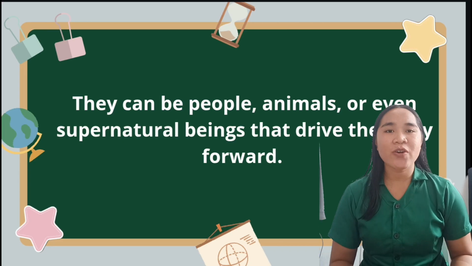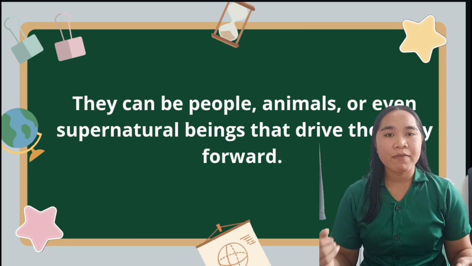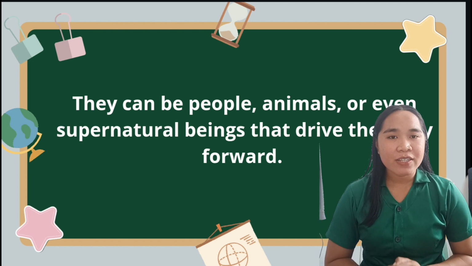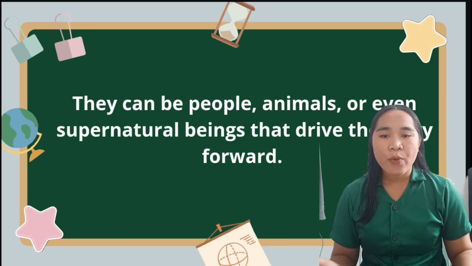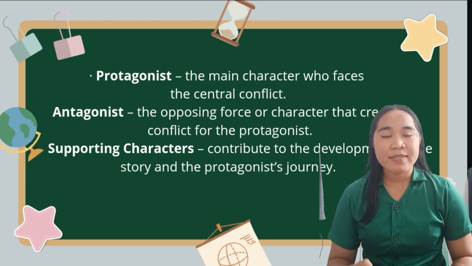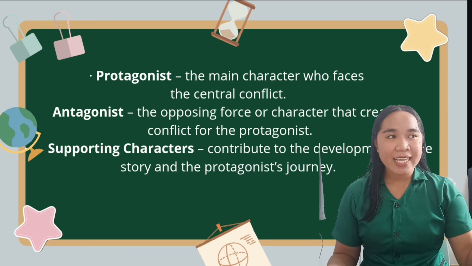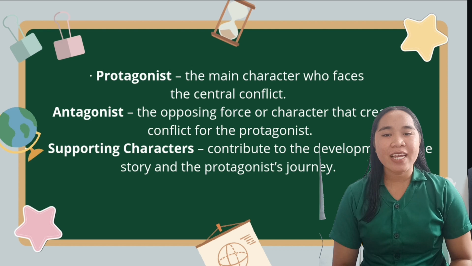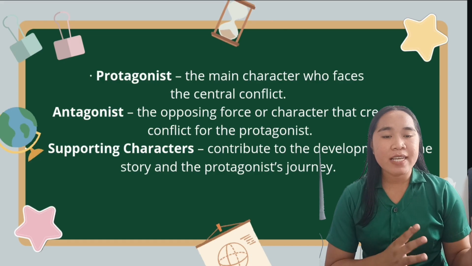So it can be people, animals, or even supernatural beings, as we can see in the short story, in the movie, in the television. So we all know that they have characters like people, animals, and supernatural beings. So that is the first short story element. And now in the characters, we have 3 main characters. So number 1, do you know already, class, what is the first one? Yes, Jessboy? Very good. The first one is protagonist. Protagonist means the main character who faces the central conflict.